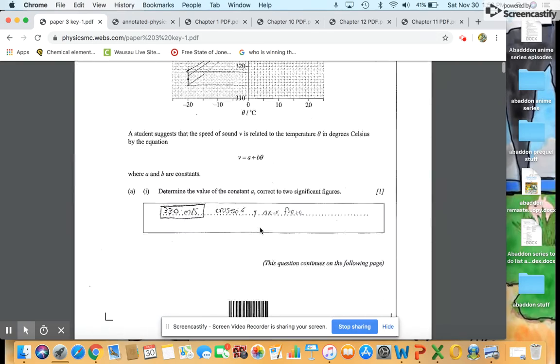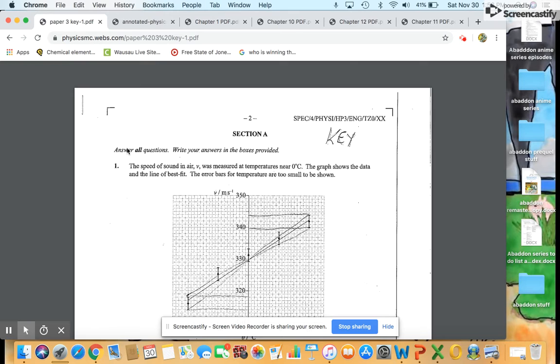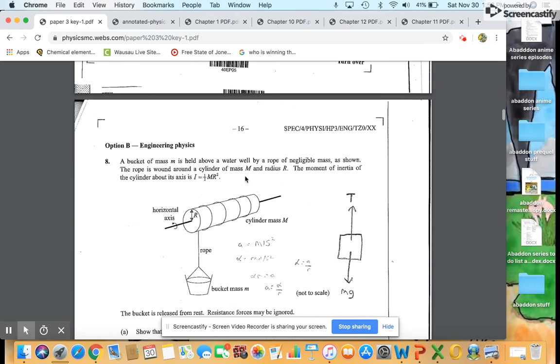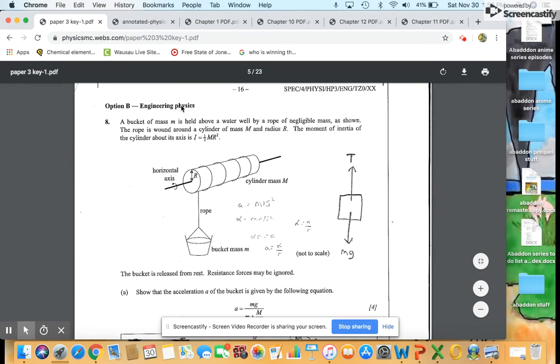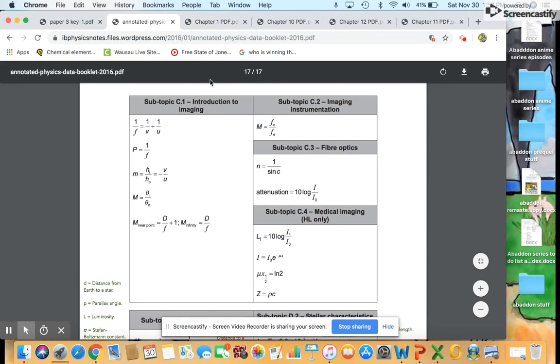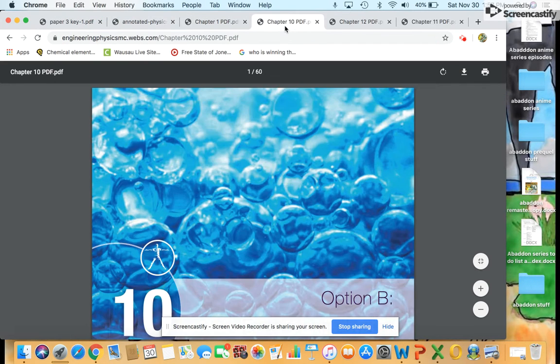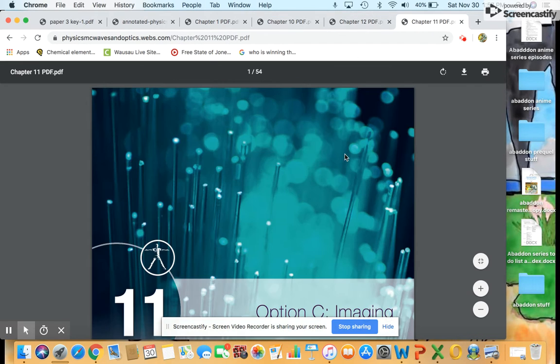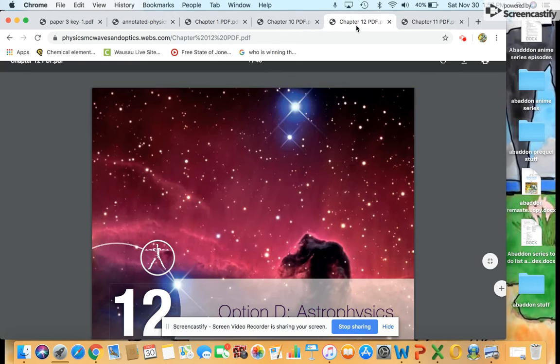So it says section A. Answer all questions for section A. Write your answers in the box provided. Then when you go to section B, after section A, it'll be different options, engineering physics. You just have to pick one of those 4 options and answer the questions. So for example, engineering physics is going to ask you a question. Engineering physics is all chapter 10. Imaging is all chapter 11. Astrophysics is all chapter 12.